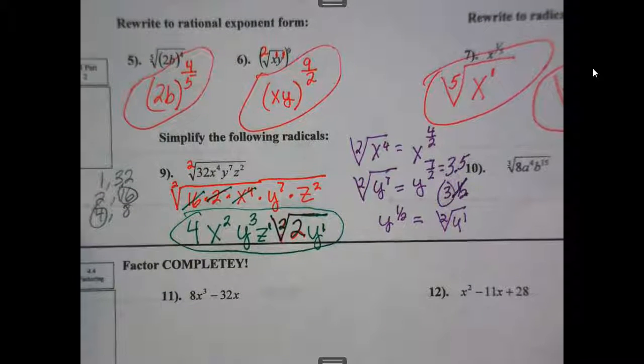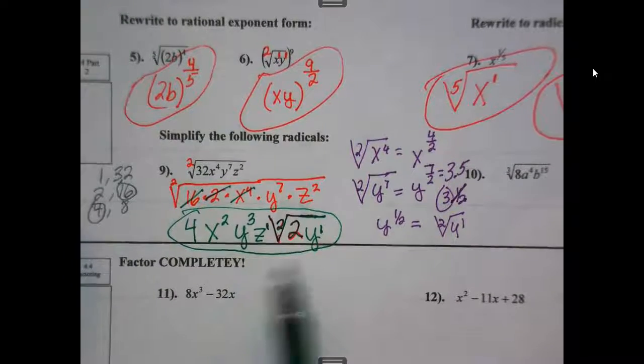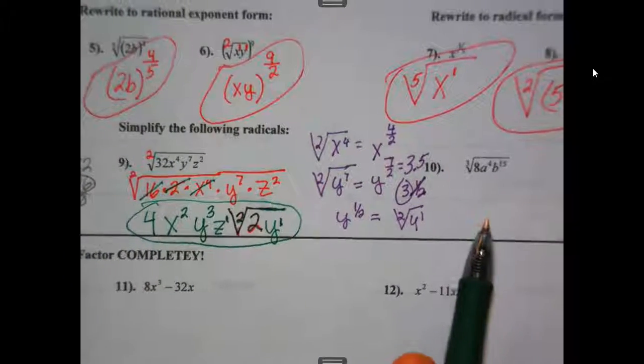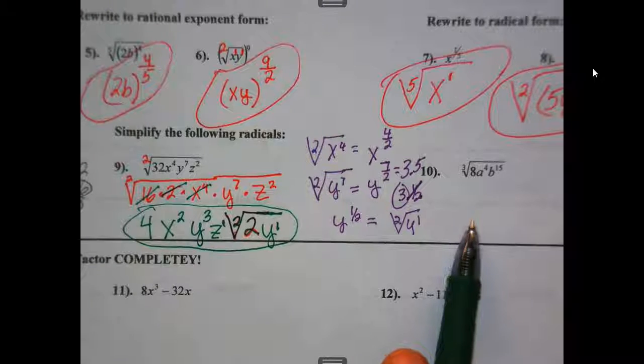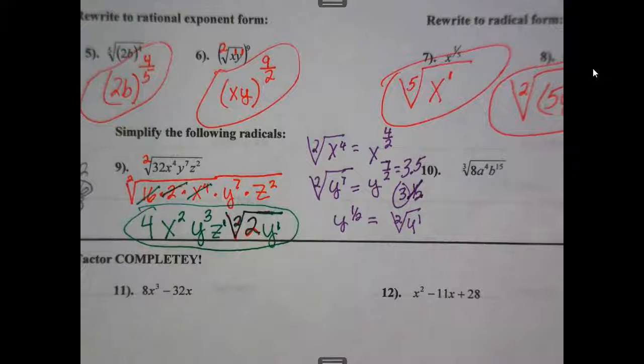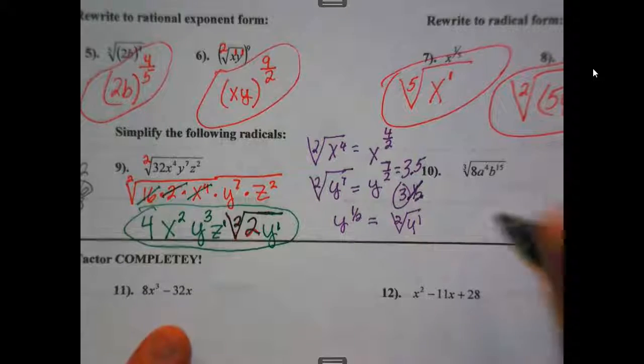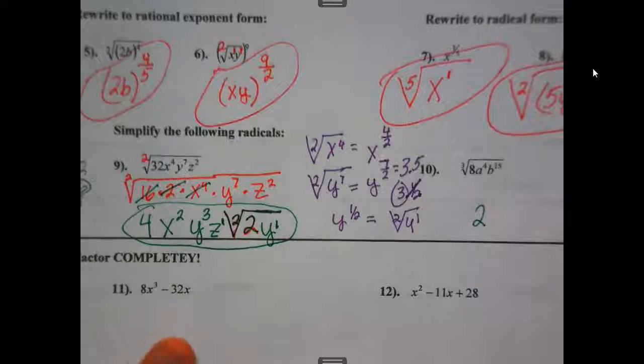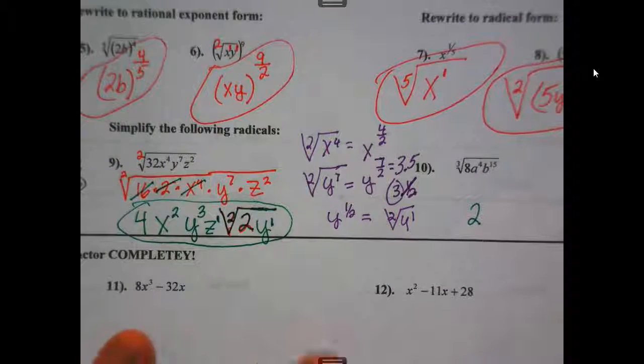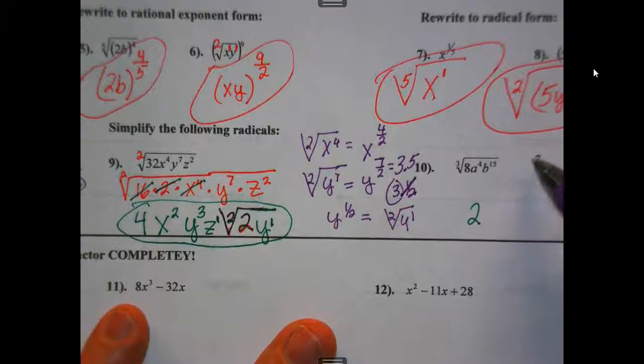All right, then number 10. If number 9 wasn't a train wreck enough, you decided to do some airplane crashes over here. Is 8 a perfect cube? Yes, it is. Look at your little chart. What's the cube root of 8? 2. Here we go again. We have to take a look at the cube root of 8 to the 4th.